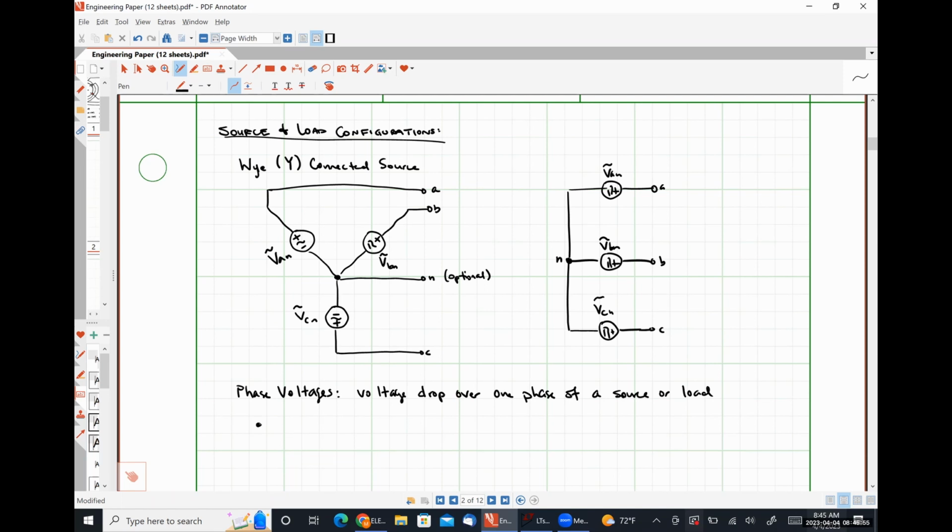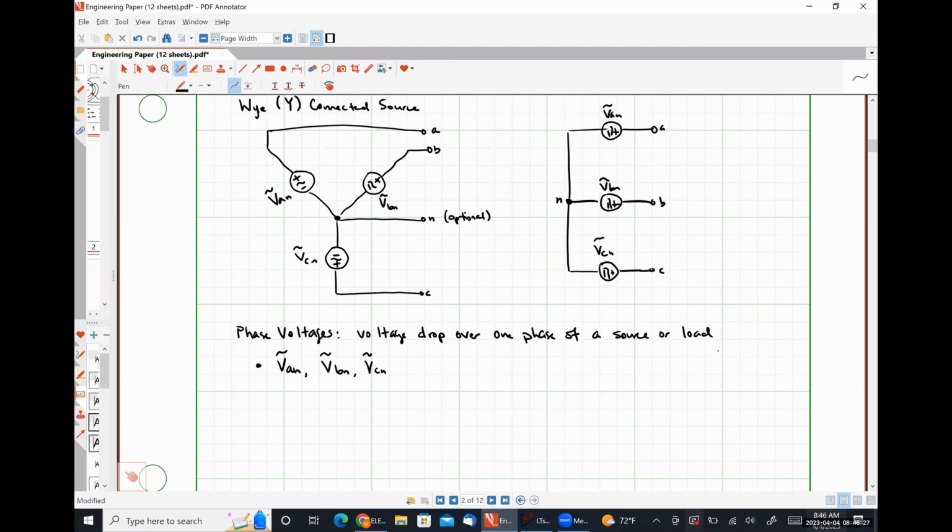So for our Y-connected sources, our phase voltages are simply the voltages VAN, VBN, and VCN. Now we're going to introduce line voltages.